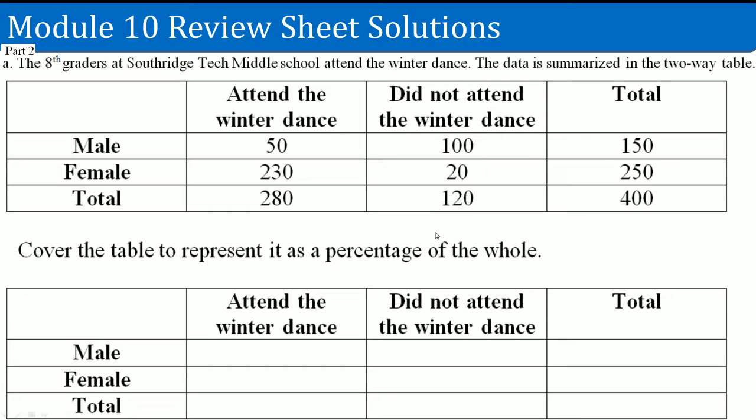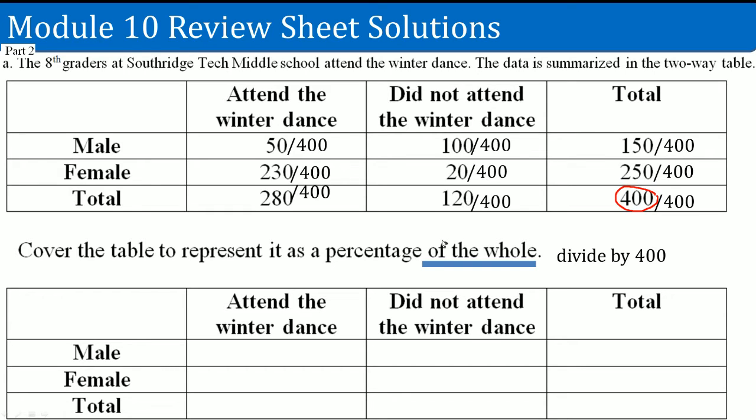The 8th graders at Southridge Tech Middle School attend the winter dance. The data is summarized in the two-way table. Convert the table to represent it as a percentage of the whole. Of the whole means, in this case, you're going to divide by 400 because 400 was the total. So every single number here is going to be divided by 400.